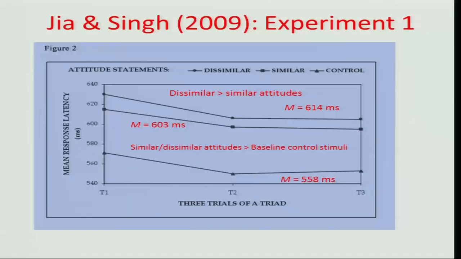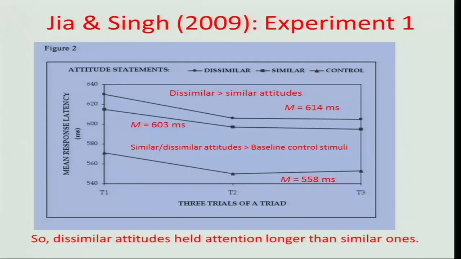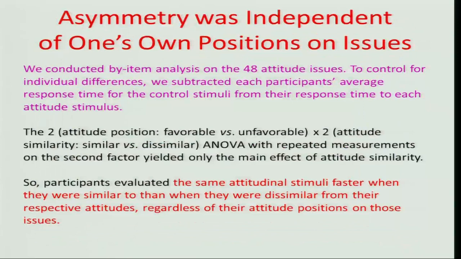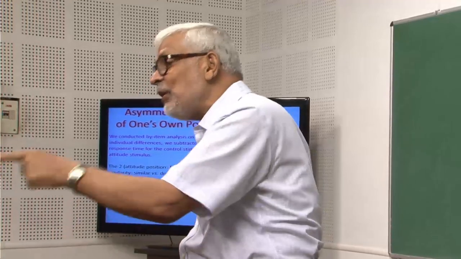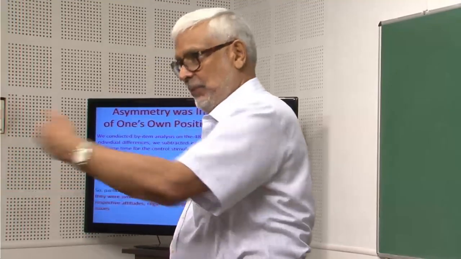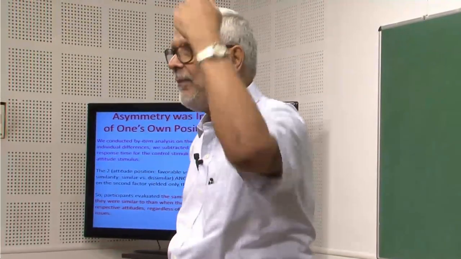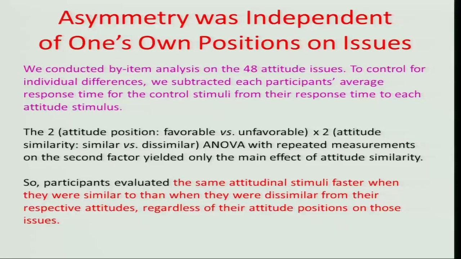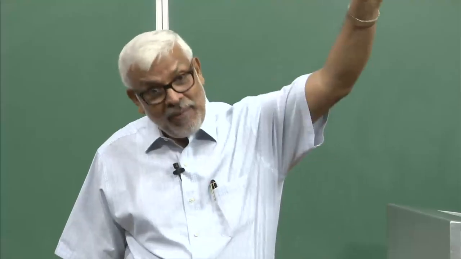So we designed another experiment for this, again coming from cognitive psychology, and look at the method of this. Another thing we did here: the 12 similar and dissimilar attitudes we had selected. One may ask how we selected the attitudes, as the participant may have had some opinion on this. So for each individual, we demonstrated that this effect holds independent of what Professor Mishra thinks about divorce or what I think about God. It was because of similarity and dissimilarity, not because of my position, whether favorable or unfavorable.